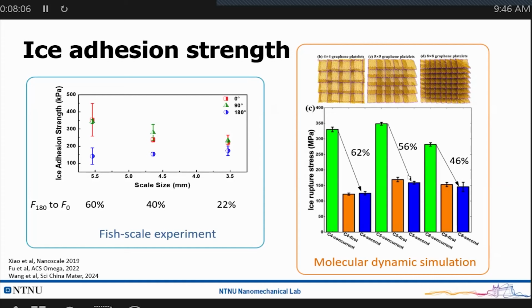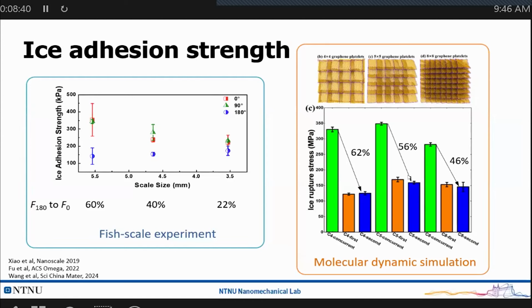And it's obvious that when we do it at 180 degrees, against the growth direction, it has the lowest ice adhesion. And interestingly, there is also a side effect. Although it's the fish scale from one big salmon, it has different scale sizes from different parts. What we can see is that this scale size also influences the ice adhesion. And interestingly, the experimental results match very well with the molecular dynamic simulation.